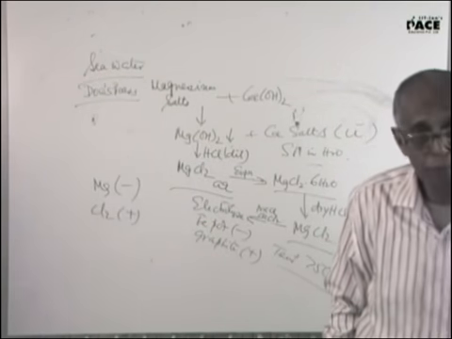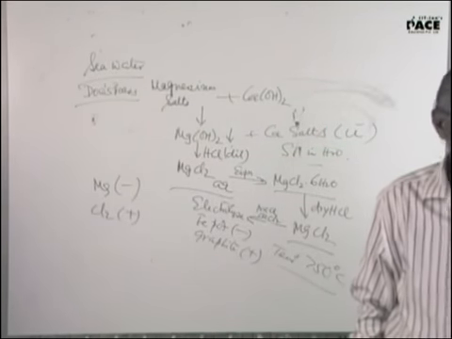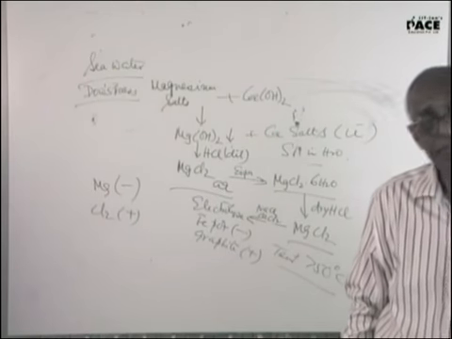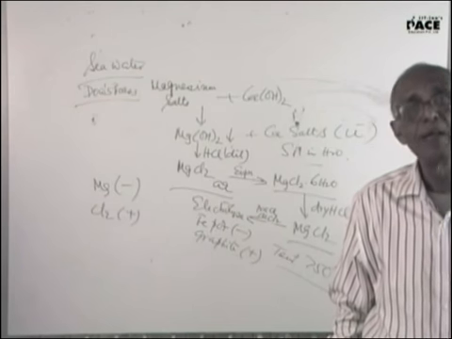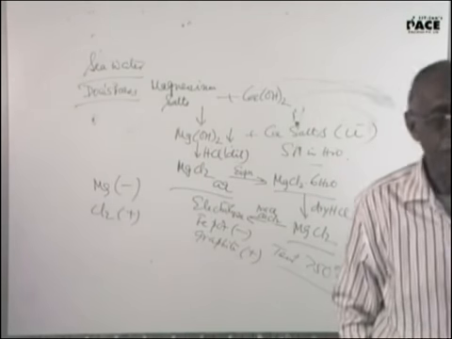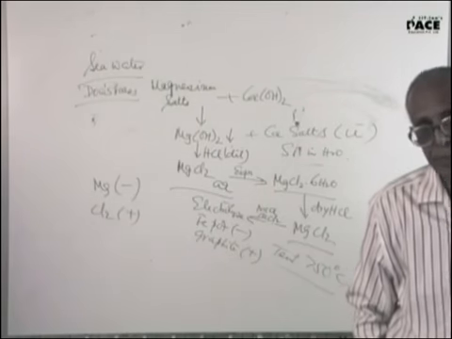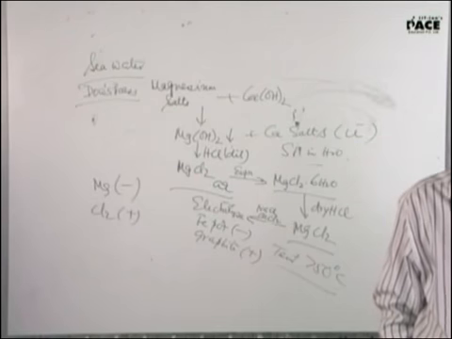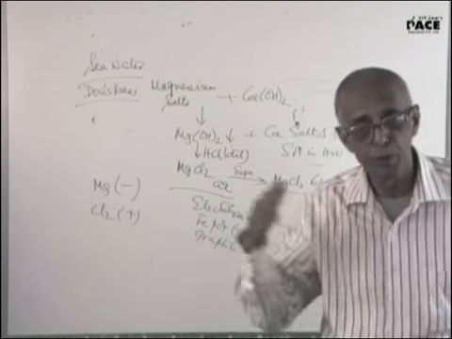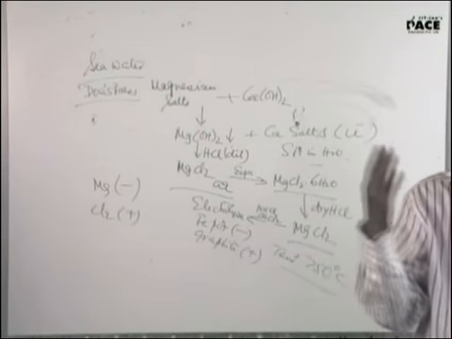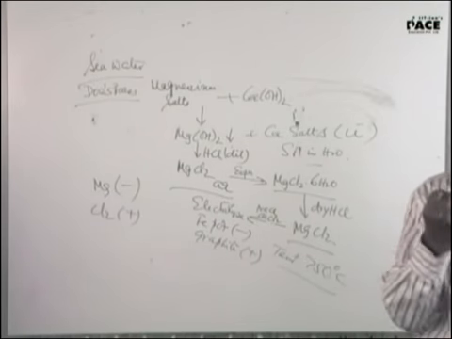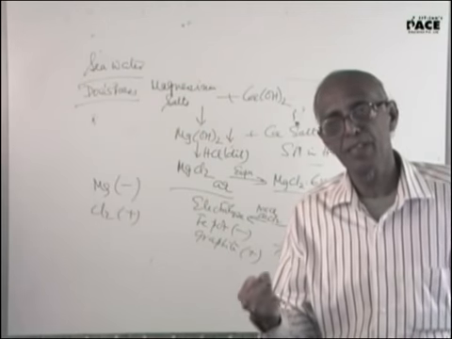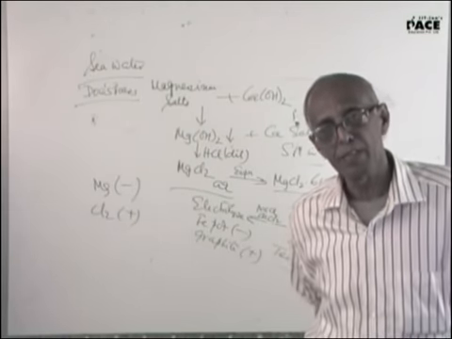Unless I remove the water of crystallization, I cannot electrolyze it, because otherwise, at high temperature, magnesium chloride will undergo hydrolysis to form magnesium hydroxide, and magnesium hydroxide will further dehydrate to give magnesium oxide. So I will not get magnesium metal, but I will get magnesium oxide. So first I have to remove water by passing dry HCl gas, which will absorb the moisture and convert magnesium chloride hexahydrate into anhydrous magnesium chloride.